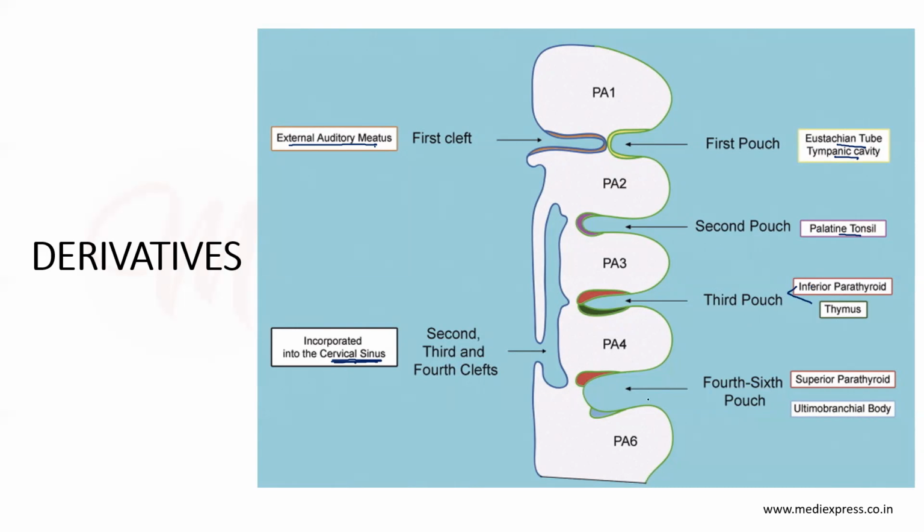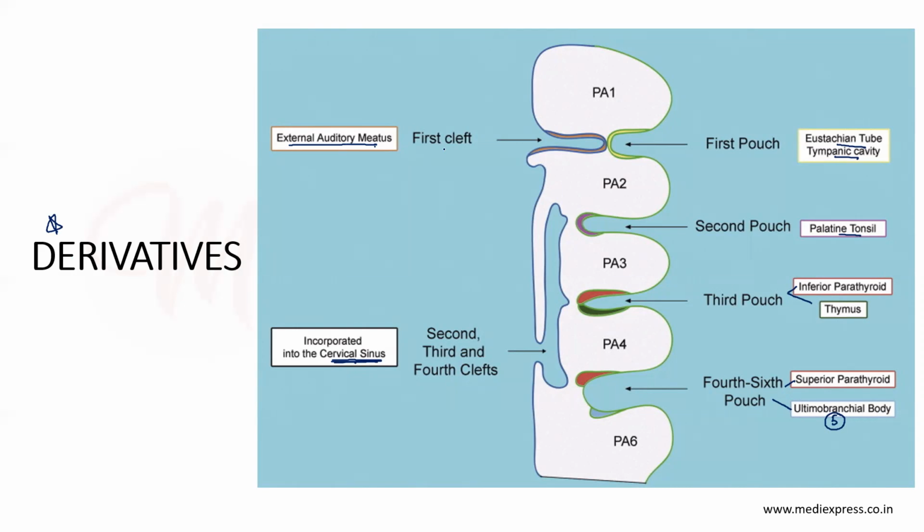Fourth and the sixth pouch together, we have superior parathyroid and the ultimobranchial body. Ultimobranchial body is nothing but the fifth pouch. Okay, this is something which you need to remember, and it is very important with regards to examinations.